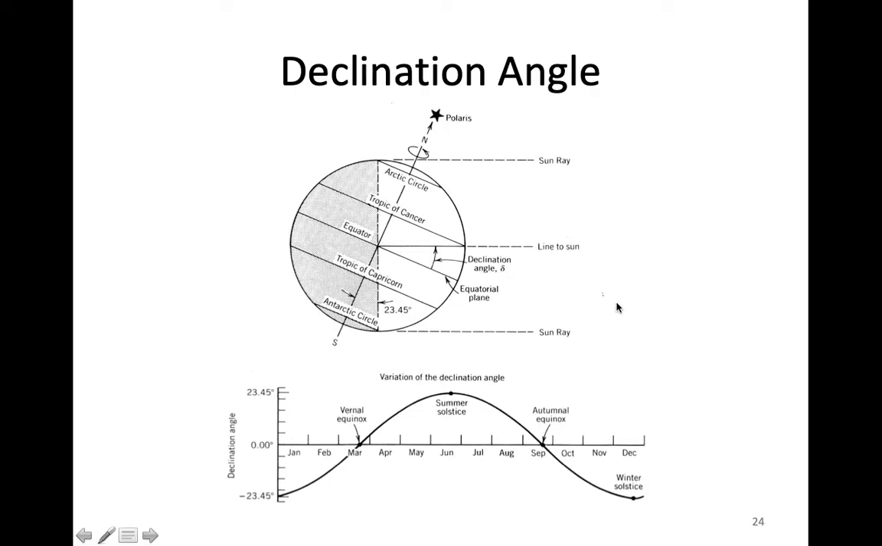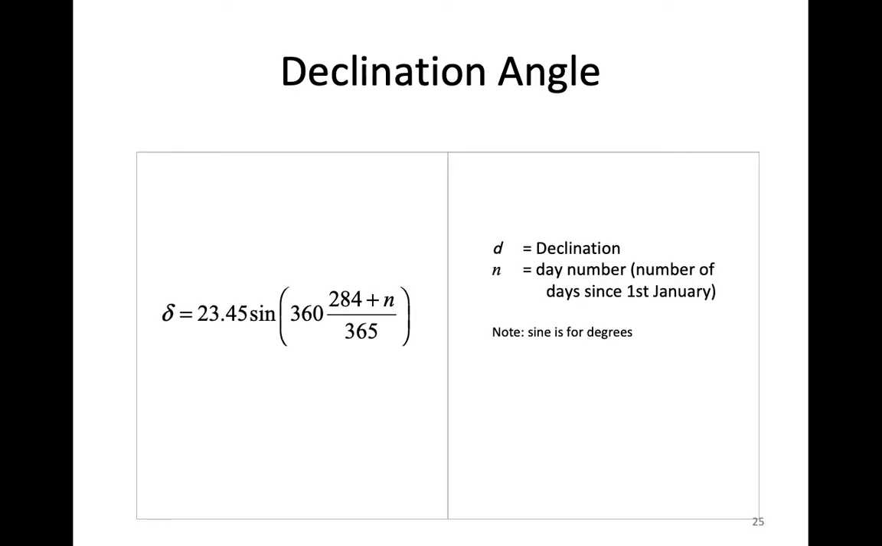The declination angle is shown here, and this is equatorial plane, and this is the line of the sun. You can see that declination angle varies in a sinusoidal fashion for 365 days. Numerically, declination angle can be represented by 23.45 sine of 360 by 365 times (284 plus n), where n is the day number starting from 1st January as 1.